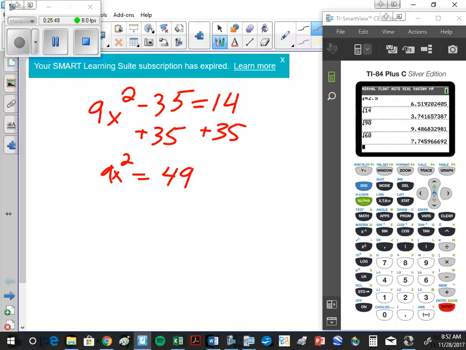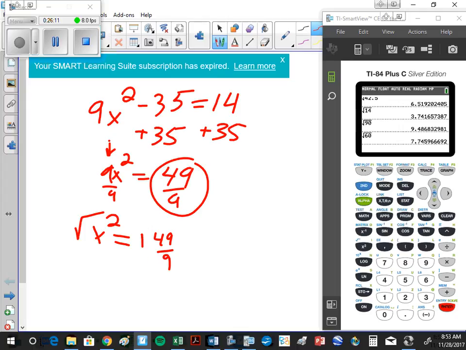Now what? How do I move the 9 to the other side? Divide. So some of you are working. Watch this. This will help you out. I'm going to divide by 9, and I get x squared equals 49 over 9. Don't turn this into a decimal. Leave it as a fraction. When I take the square root, I get x equals plus or minus, don't forget that, plus or minus 7 over 3. Because both of these are perfect squares.